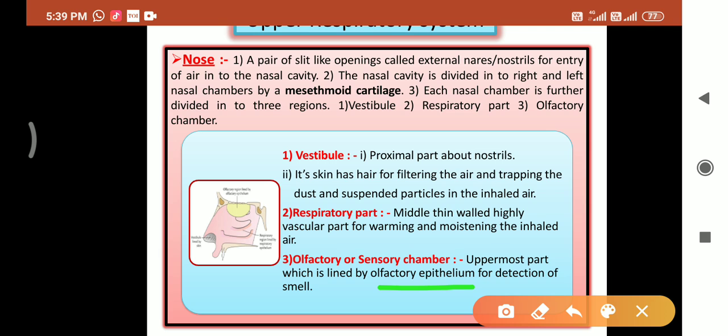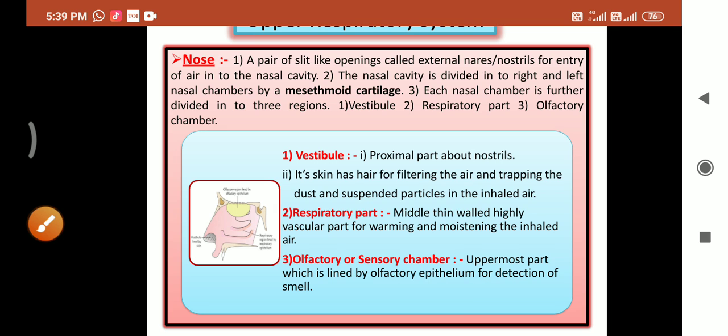With the help of the olfactory epithelium, the sensations go to the brain, and in the brain a particular lobe is present. What is the name of that? That is the olfactory lobe, which recognizes which type of smell you have, right? So these are all parts of the olfactory system. I hope this slide is clear to you.